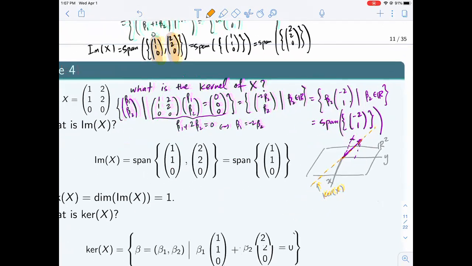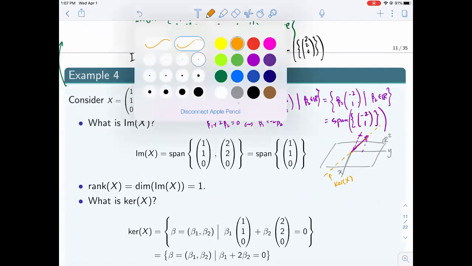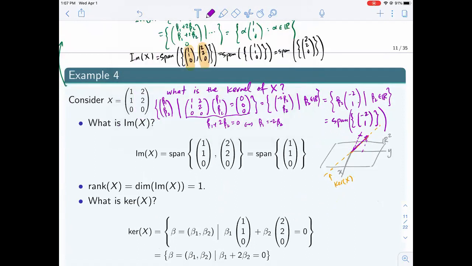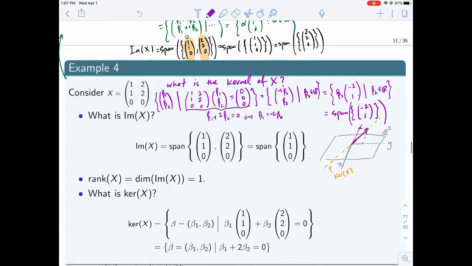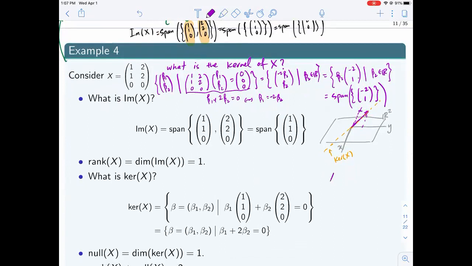And then you can easily verify that at least this vector has to be in our kernel, so you have to have X times negative 2, 1 equal to 0, 0. And then you can verify that this is the case: 0, 0. Verify this. So this vector is mapped to 0, and anything in that direction is going to be mapped to 0 as well.